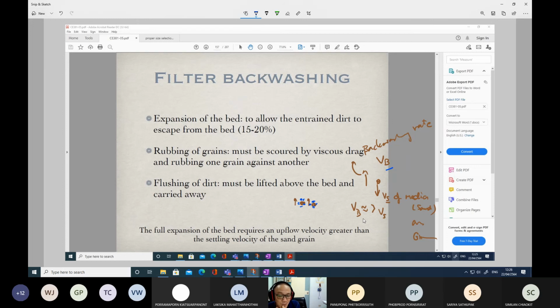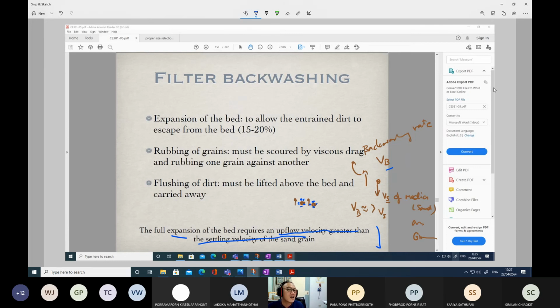So if we use a small backwashing rate, the media doesn't move. So the cleaning will not occur efficiently. So the upflow velocities must be slightly greater than the settling velocities of the sand grain. Only under this condition can you expect the full expansion of the bed.